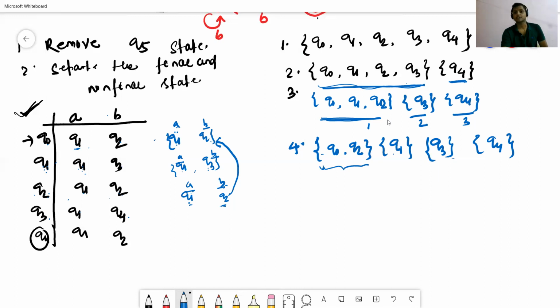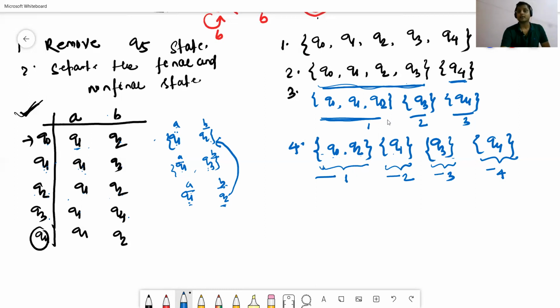So we will merge Q0 and Q2 states. This is the first state, this is the second state, this is the third state, and this is called the fourth state. Okay. Hope all of you understand.